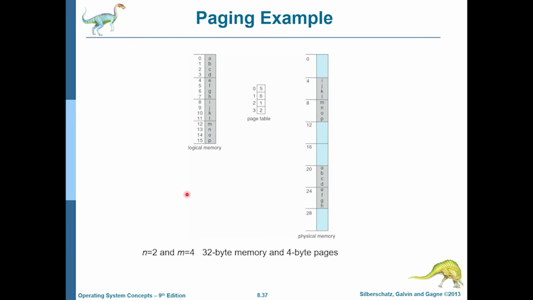So how many pages are there? We have to do m minus n, which is 2, and 2 to the power m minus n is 2 to the power 2, which is 4, so we have 4 pages. And as you can see, the page table has 4 entries for 4 pages right here. And let's look at the mapping.